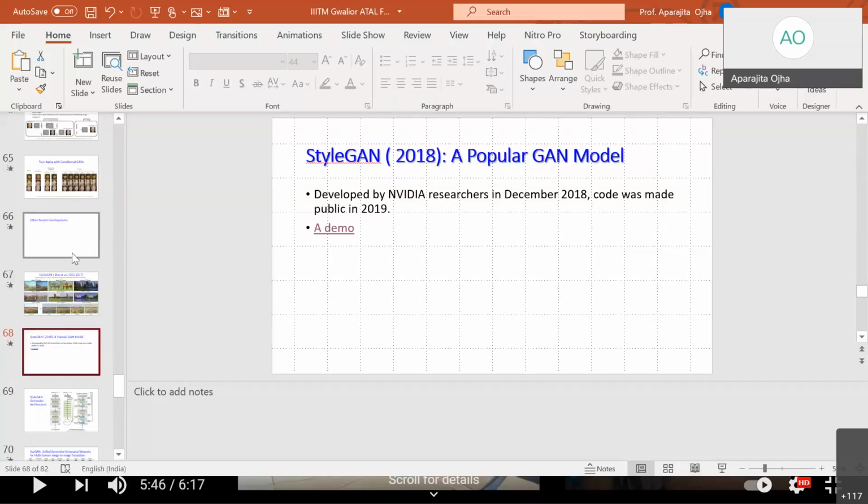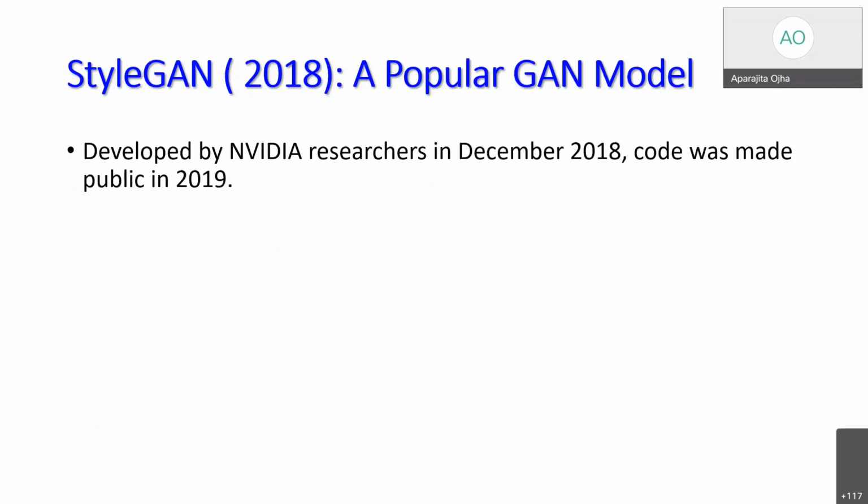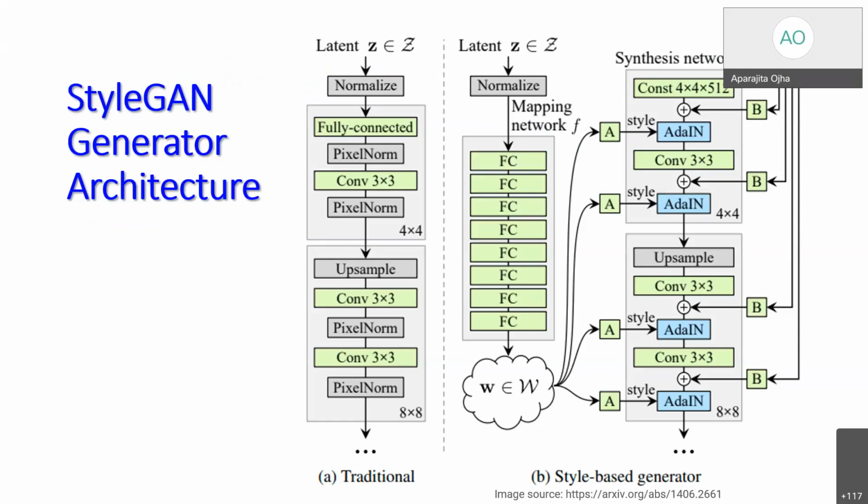So it's a beautiful demo model that they have produced by NVIDIA. NVIDIA is a leader in producing hardware and also the intelligent software for intelligence. So let us see how StyleGAN generator architecture is different from other architectures.